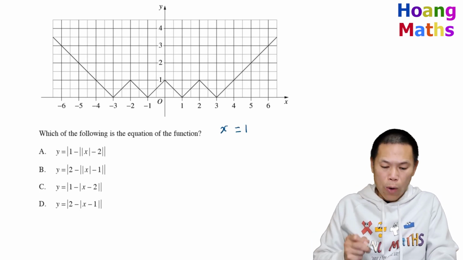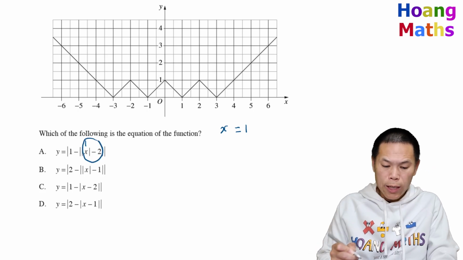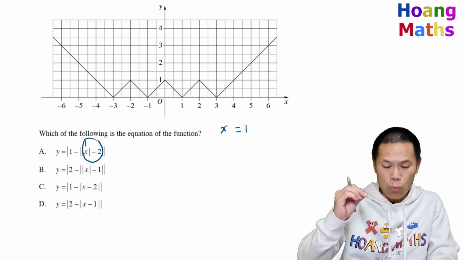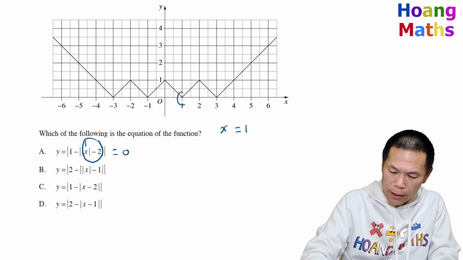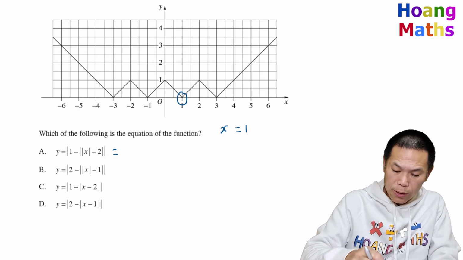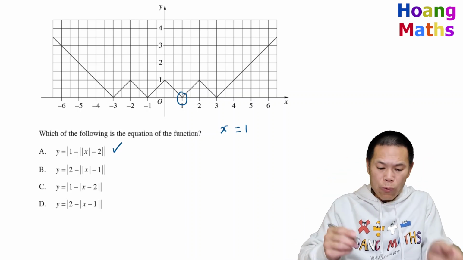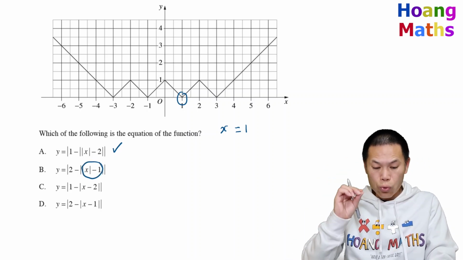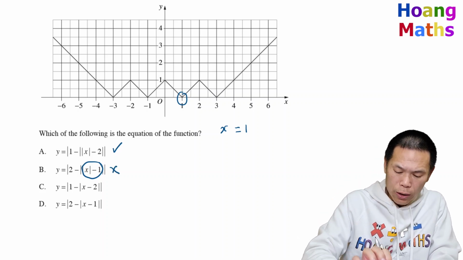So when x is 1, 1 minus 2 gives me -1, and the absolute value will give me 1. And 1 minus 1 is 0. So this is correct. When x is 1, y is 0. So we just keep this for now. And the second one, when x is 1, 1 minus 1 is 0, so 2 minus 0 will give me 2. So this answer is wrong.